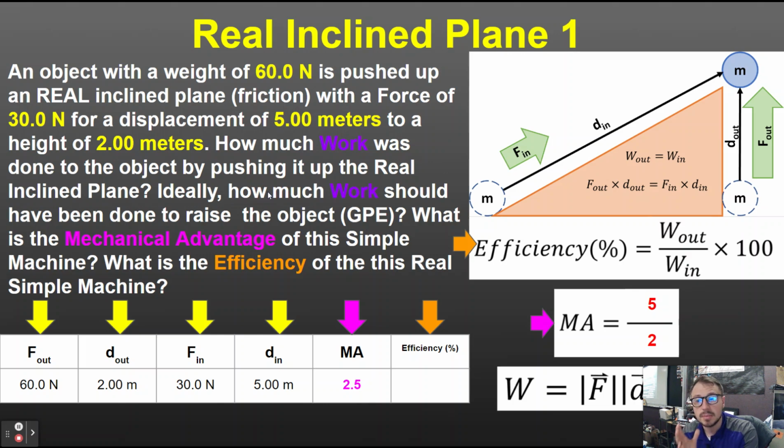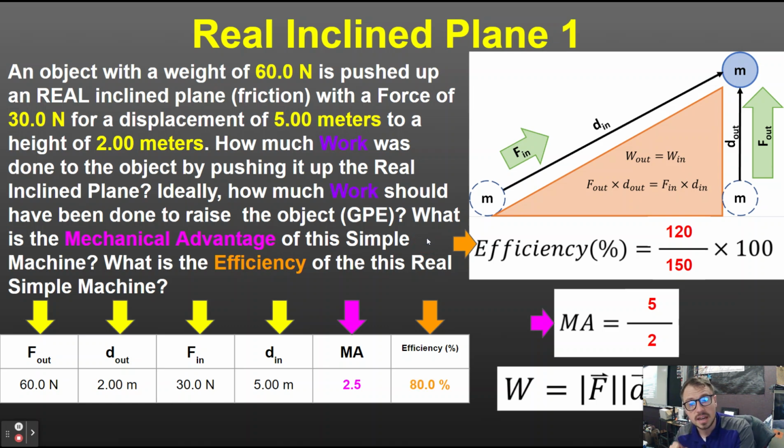So my output work is just purely lifting that object straight up, right? Basically, it's gravitational potential energy, 60 newtons times 2, and you get 120 joules. Now, the input work is the work that you did going up the inclined plane. So 30 times 5, you get 150 joules. So some of that energy, the work that was put into this machine, goes to external forces, like friction and heat, sound, it's lost to the outside world. So you plug it into that equation and you get this machine is 80% efficient.